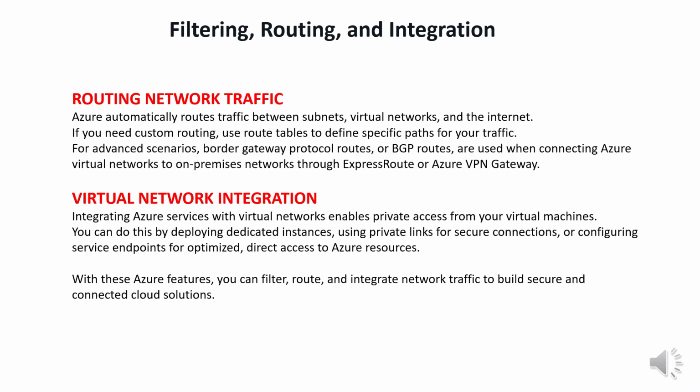Integrating Azure services with virtual networks enables private access from your virtual machines. You can do this by deploying dedicated instances, using private links for secure connections, or configuring service endpoints for optimized direct access to Azure resources. With these Azure features, you can filter, route, and integrate network traffic to build secure and connected cloud solutions.